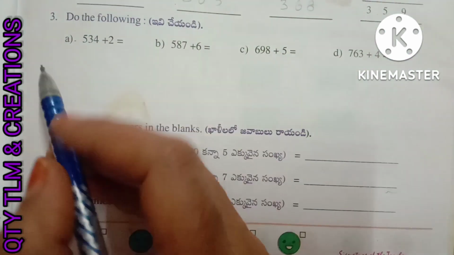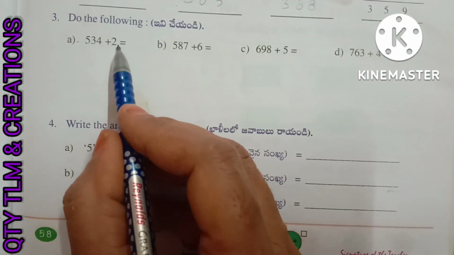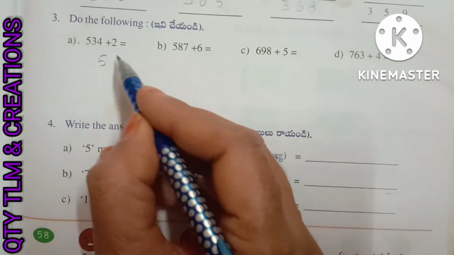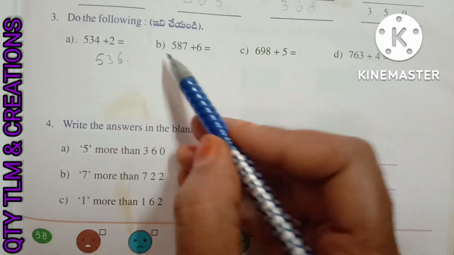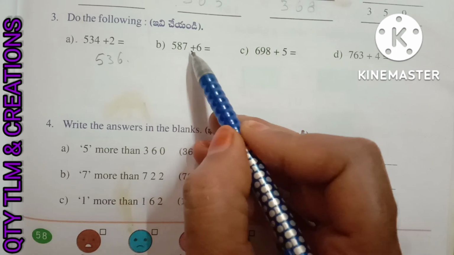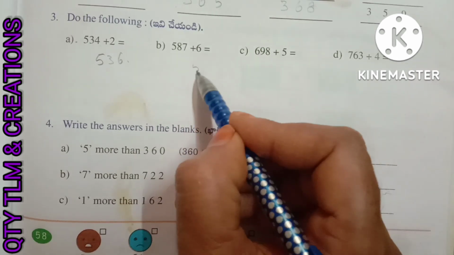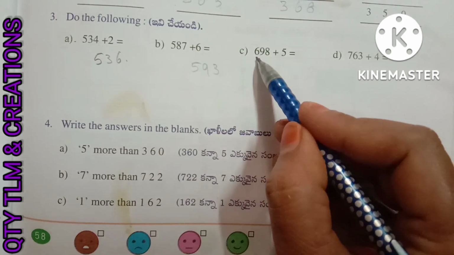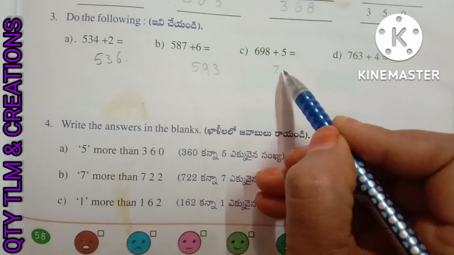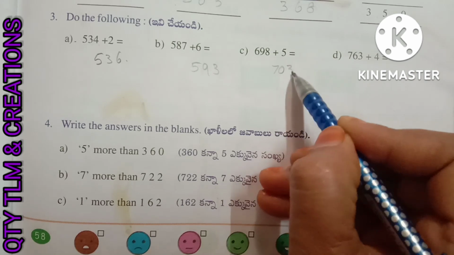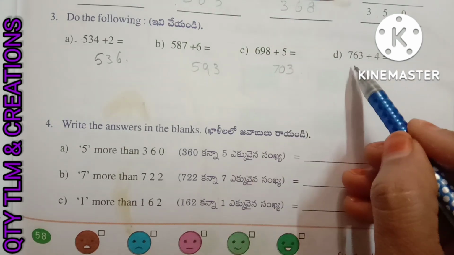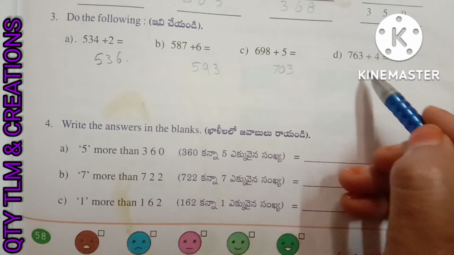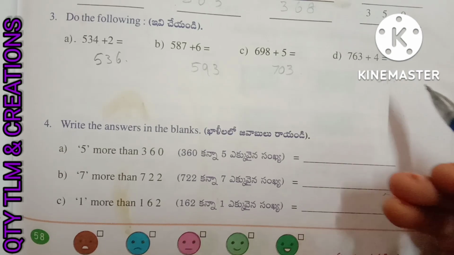Next one, do the following. Here 532 plus 2 we get 536. Next, B, 587 plus 6 we get 593. Next, C, 698 plus 5 we get 703. Next, D, 763 plus 4, we get 767.